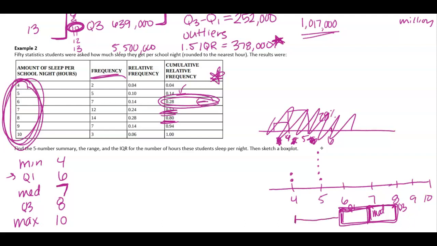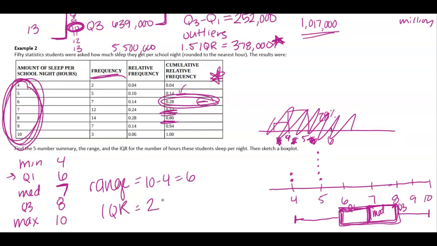I have a minimum of 4 and a maximum of 10. That looks nice and pretty and symmetric. Okay, centered right there around 7. And so that's an example of how you can use the cumulative frequencies to also find your 5-number summary. The range we can do just from max minus min. And then IQR would be 2.